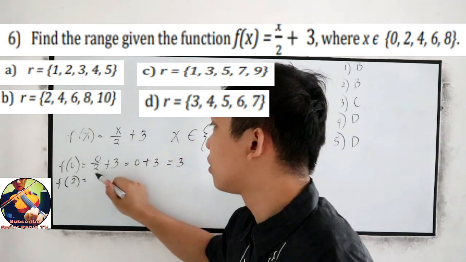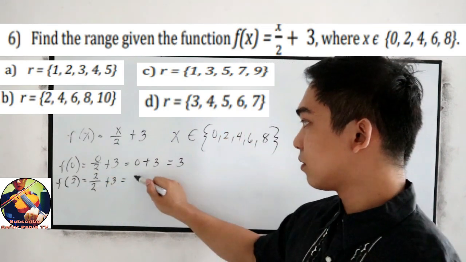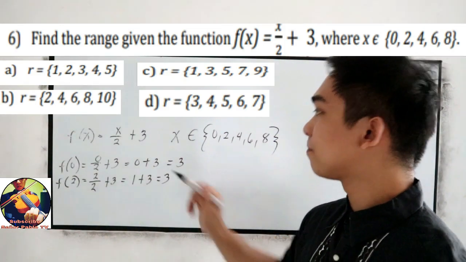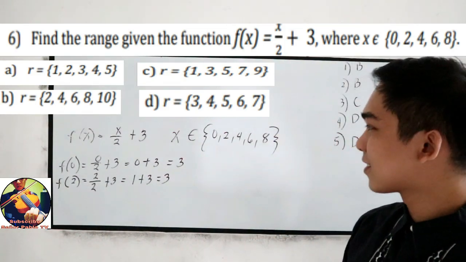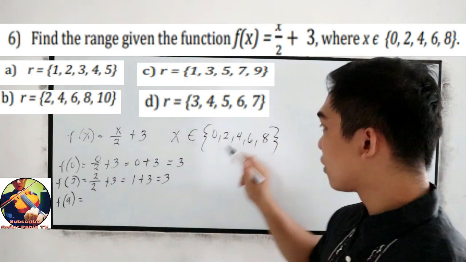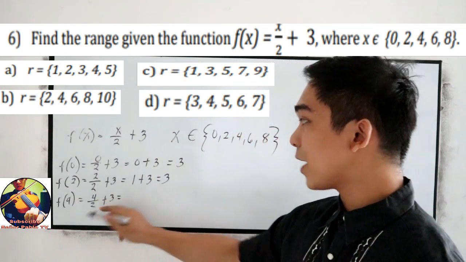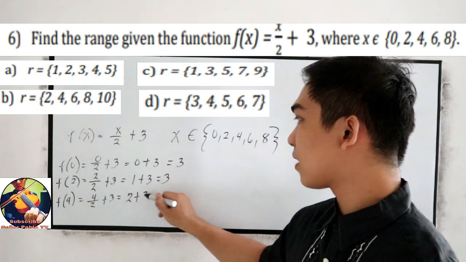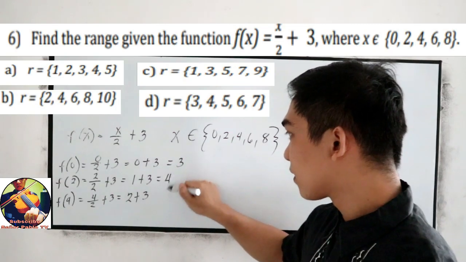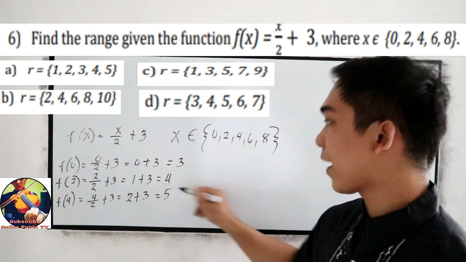we have 2 over 2 plus 3. 2 over 2, that is 1, plus 3, that will give us 4. Next, f of 4, that is 4 over 2 plus 3. 4 divided by 2, that is 2 plus 3. 2 plus 3 is 5.